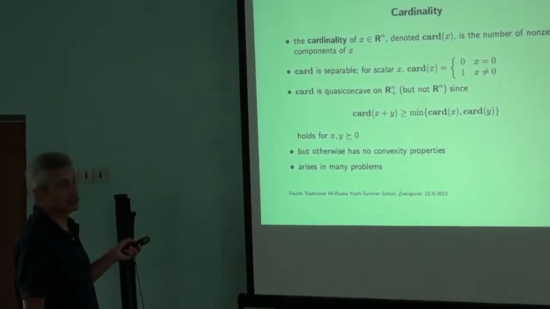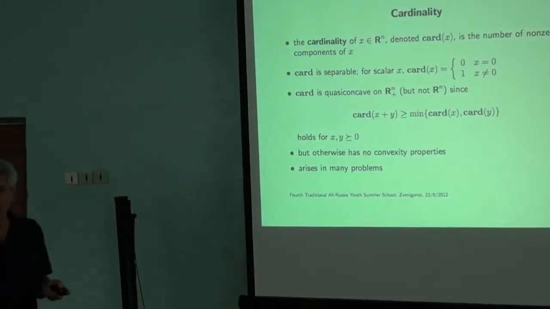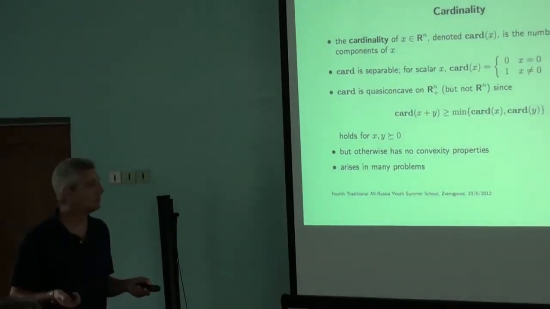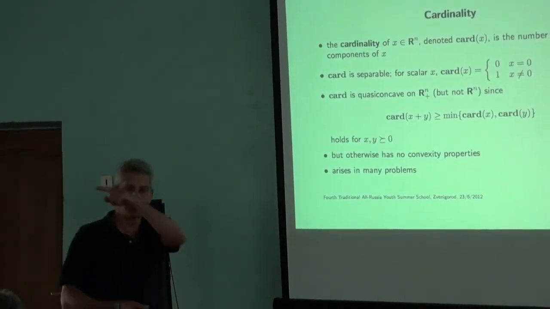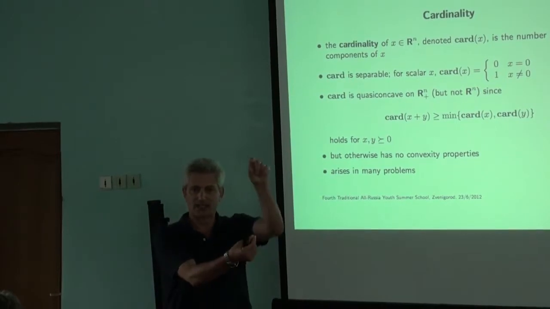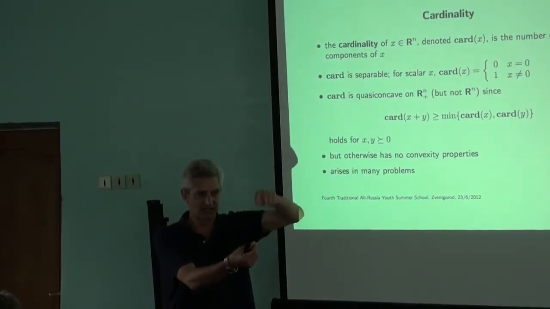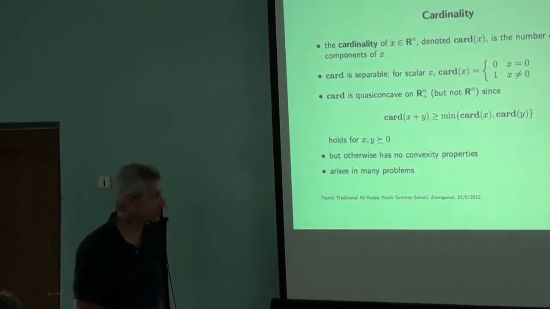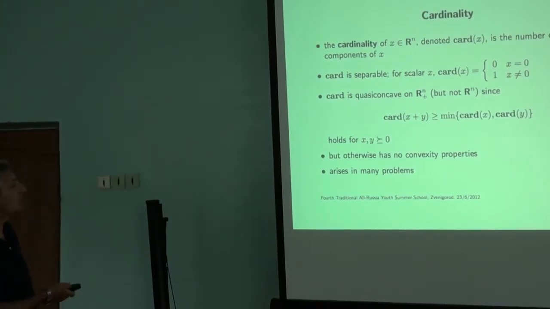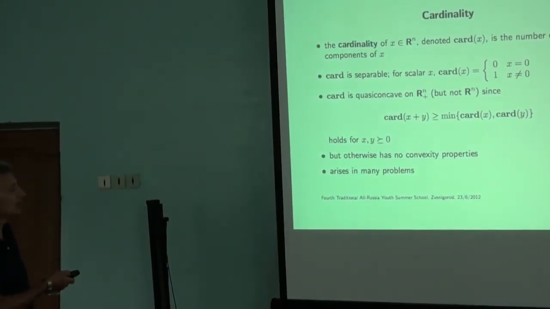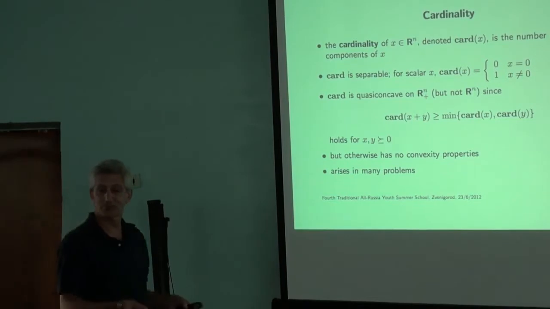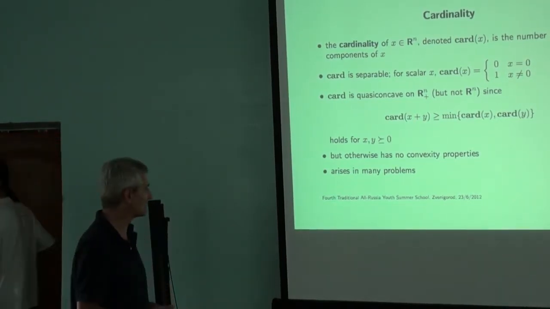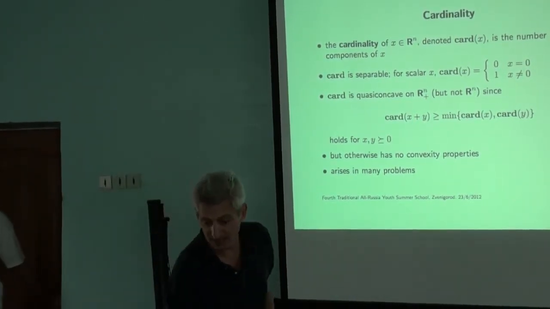It's a separable function; in other words, it's just a sum of functions, in fact the card function of each individual element. But the card function is completely trivial. It's a function whose graph looks like this: 0 is 0, and then everywhere else it's 1. So it's very simple. It really has no useful convexity properties. I mean, it's quasi-concave on R+, but that doesn't really help you unless you want to maximize the cardinality or something, but that's generally silly. Okay, that's the cardinality.